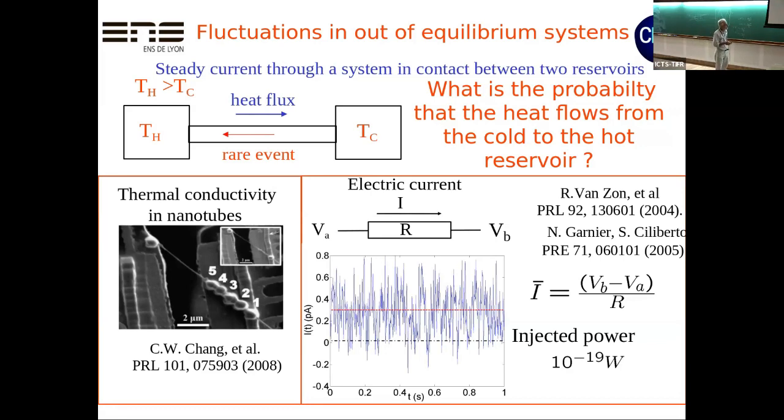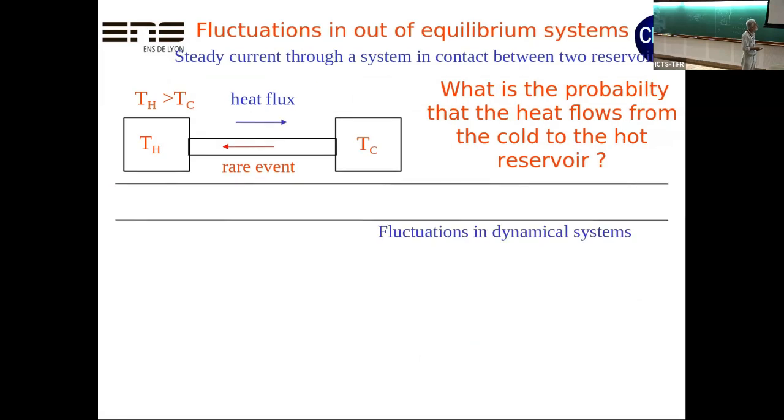And so I would like to know, for example, the probability of these events. Notice that in this case the injected power, that is, the Joule dissipation of the system, is extremely small, 10 to the minus 19. But now I wanted to show you another case, in dynamical systems, where the fluctuations are intrinsic to the system.